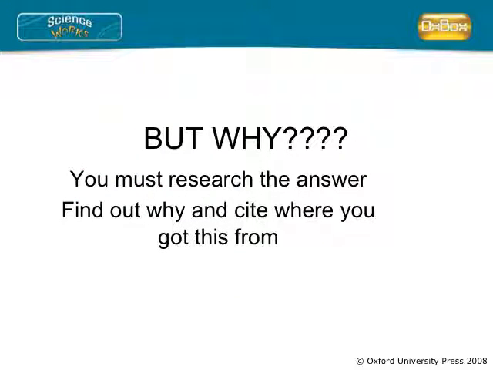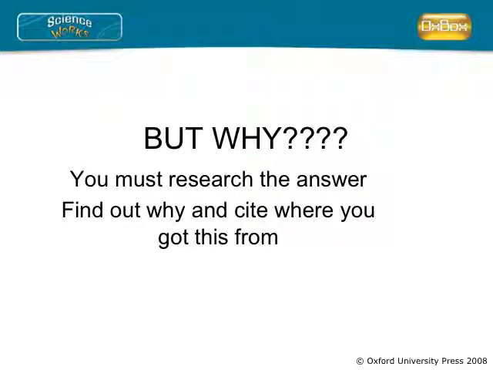The next part of your hypothesis is, but why? So you have to explain why when one increases, the other increases, or why one decreases when the other one increases. For that, you must research the answer, find out why, and cite where you got this from.